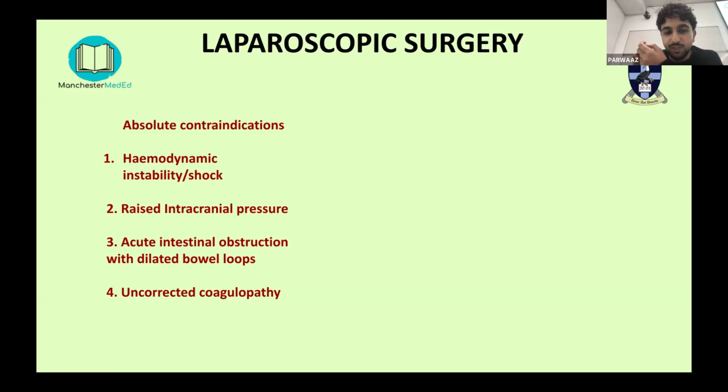As mentioned before, acute intestinal obstruction with dilated bowel loops, so megacolon in Crohn's, for example, will always be an absolute contraindication. And any uncorrected coagulopathy, simply because bleeding is a lot easier dealt with in open surgery than it is in laparoscopic. Okay, so learn these because if you ever see these in an exam question and the question is, should we do it laparoscopically or open? If you see any of these, then it will always be open. Okay.